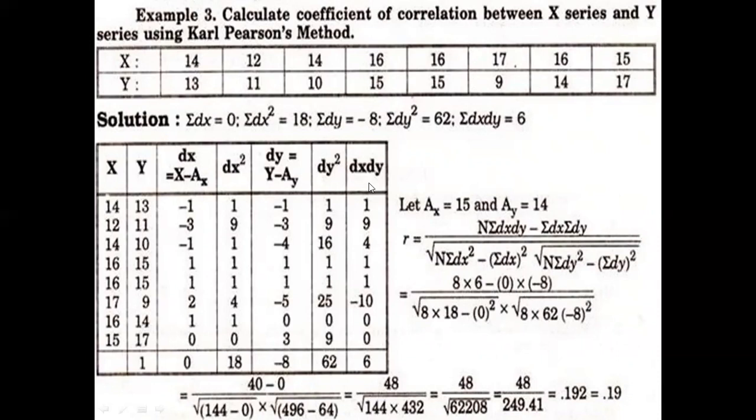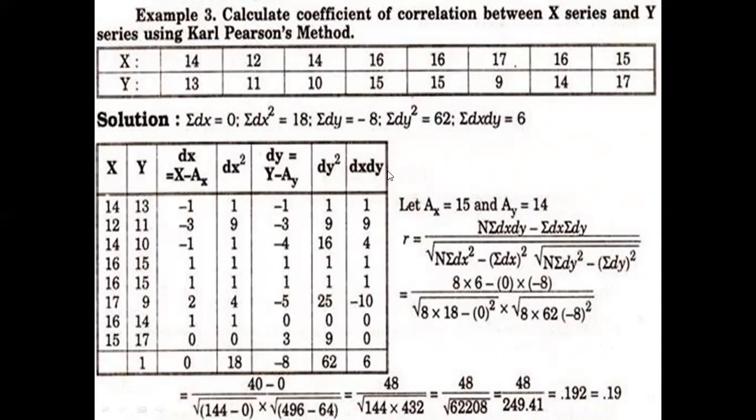Now do the multiplication of dx and dy. Now simply, as the dx value, the first one is minus 1, dy value is minus 1. Do the multiplication, value is 1. Minus 3 into minus 3, the value is 9. Minus 1 into minus 4, value is 4. So in that manner, by multiplying dx and dy value, we get the value of sigma dx dy. Now, as the formula is there, we need to input these values simply.